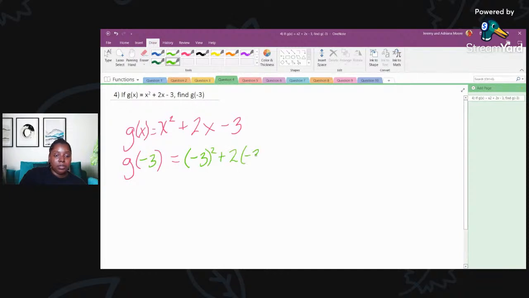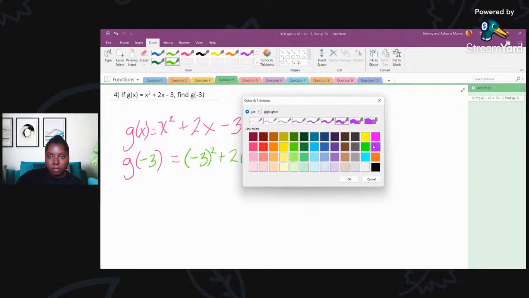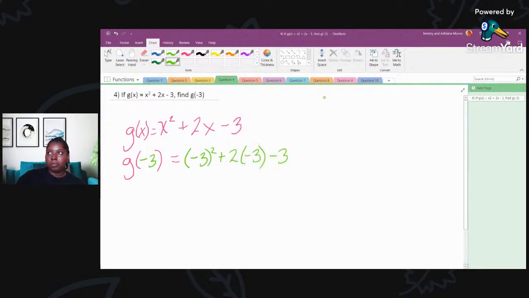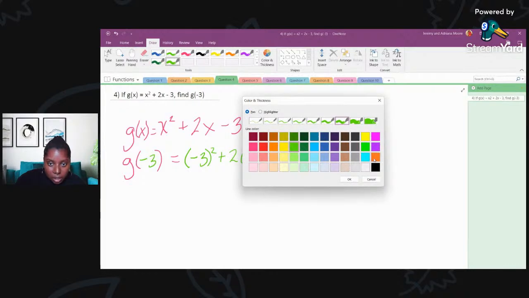I'm going to let you guys do it. I'm just writing this part down. Minus 3. All right. Try it, try it. Tell me what you get. Let me use all these bright colors.